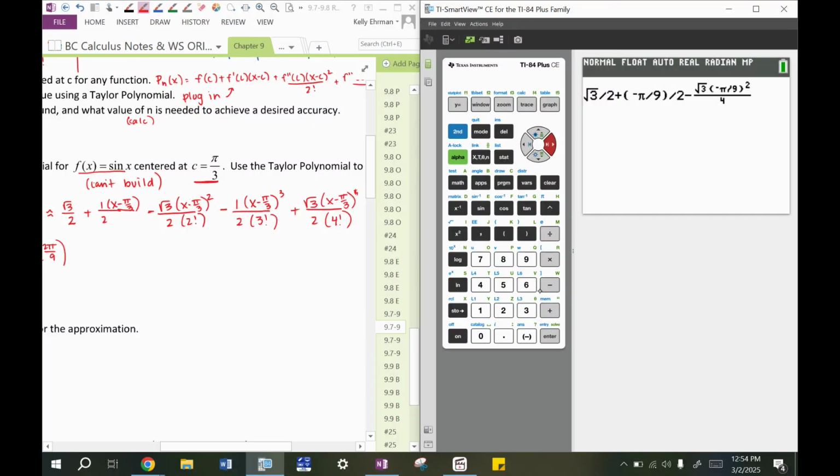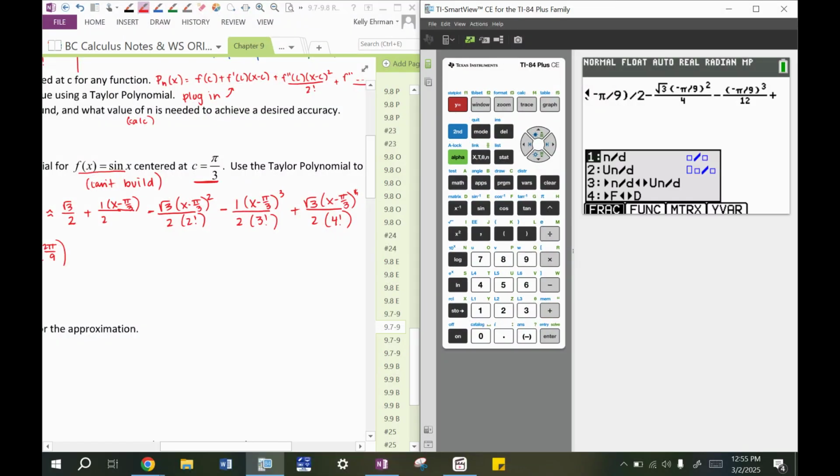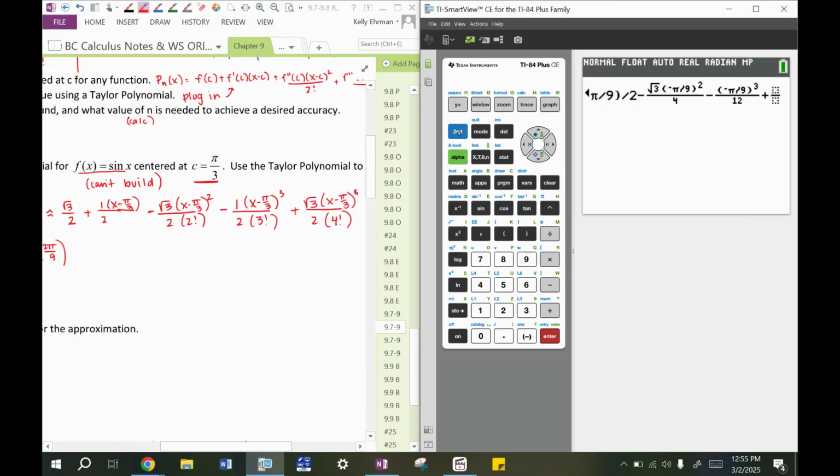And then it's minus, alpha y equals, this fraction. Negative pi over 9 to the third power over 2 times 3 factorial. So 3 factorial is 6. 2 times 6 is 12. And then it's plus, alpha y equals gets me the fraction.